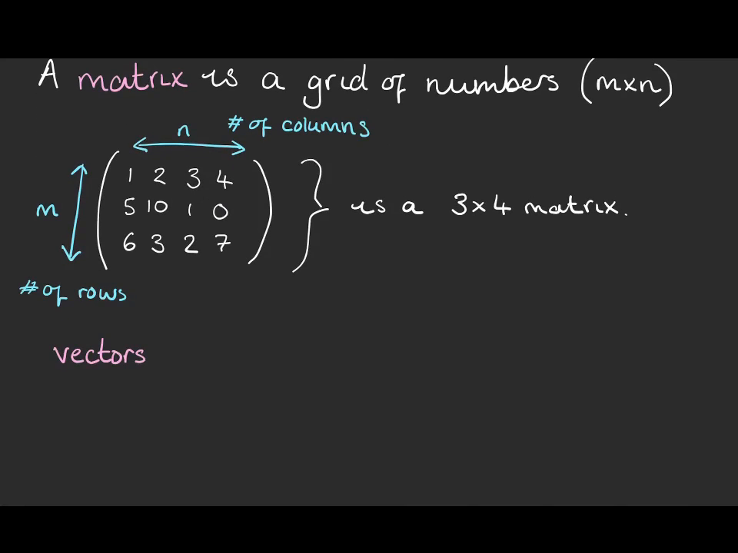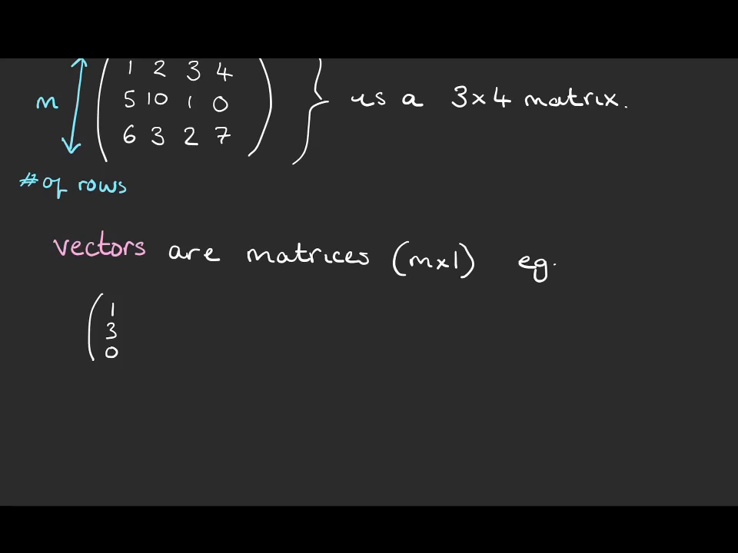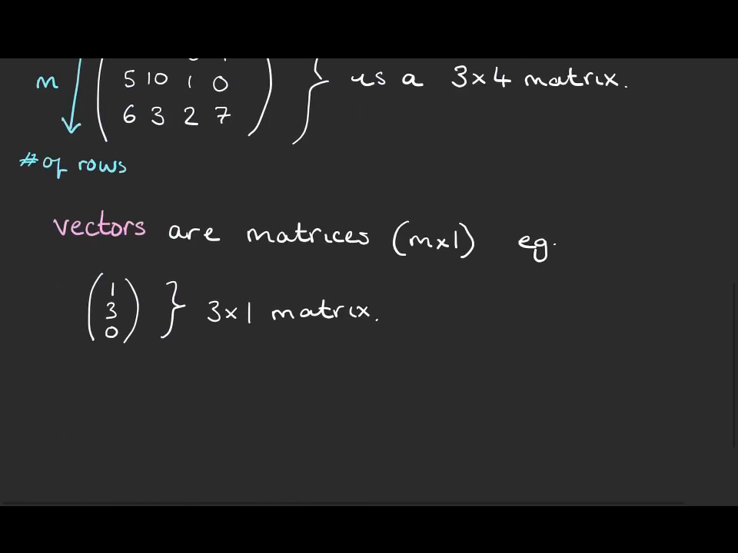A vector, then, it seems right to define, is a matrix of size m by 1. So this is where there is just one column, such as this one, which is a 3 by 1 matrix or 3 by 1 vector.